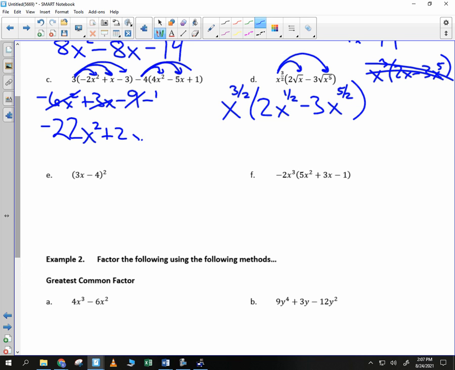I will distribute and add the exponents. What is 3 halves plus 1 half? 4 halves, which is 2. So 2x squared. Three halves plus 5 halves. 8 halves, which is 4. So I have 3x to the 4th. Are those like terms? Can I combine them together? No. So you are done. That's your expression.